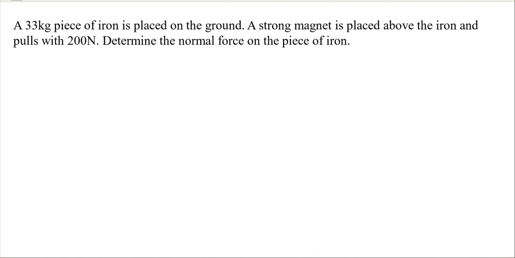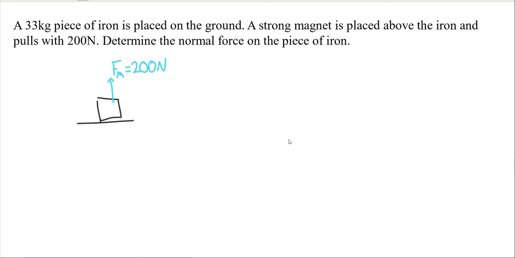This problem, you might recognize, is actually one of the problems that we had from our free body diagram literacy assignment that we did just last week. Let's go ahead and do this, but now we are going to solve for the normal force on this iron. A 33-kilogram piece of iron is placed on the ground, and a strong magnet is placed above the iron and pulls upward with 200 newtons. Force magnet, 200 newtons pulling upward. Determine the normal force on this iron.